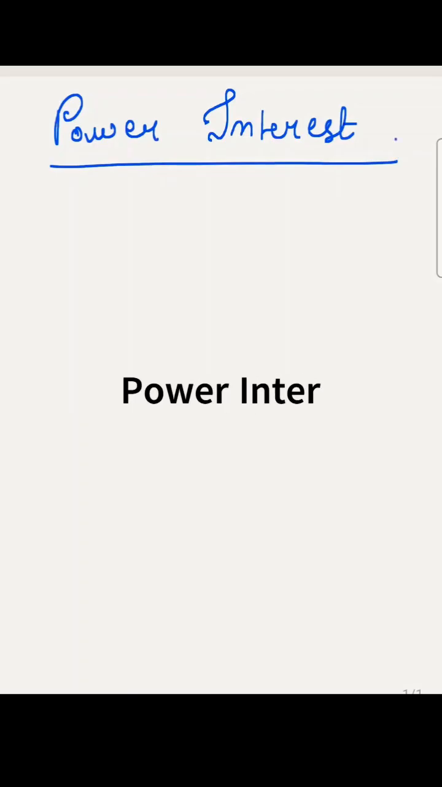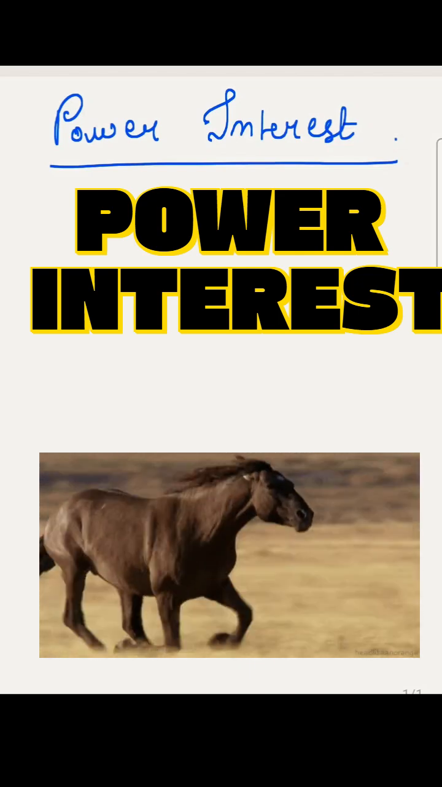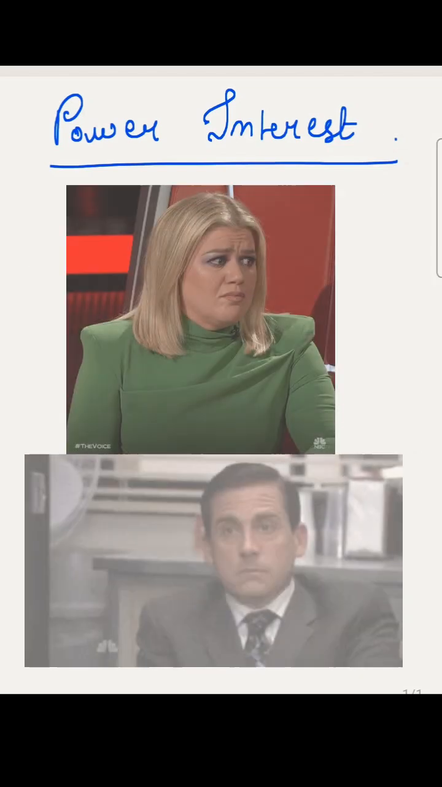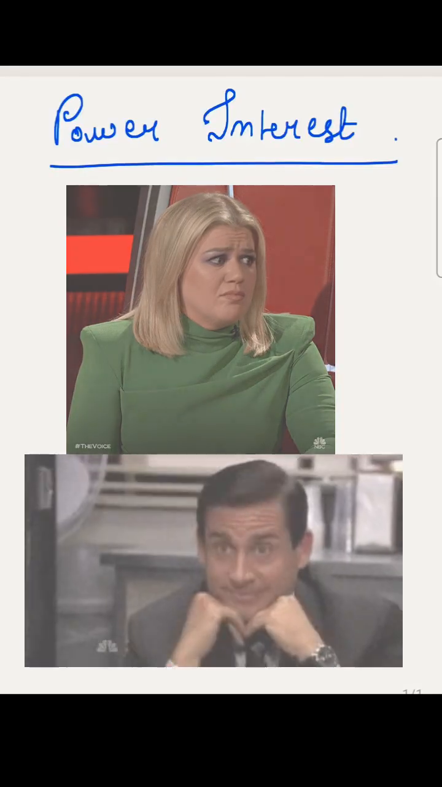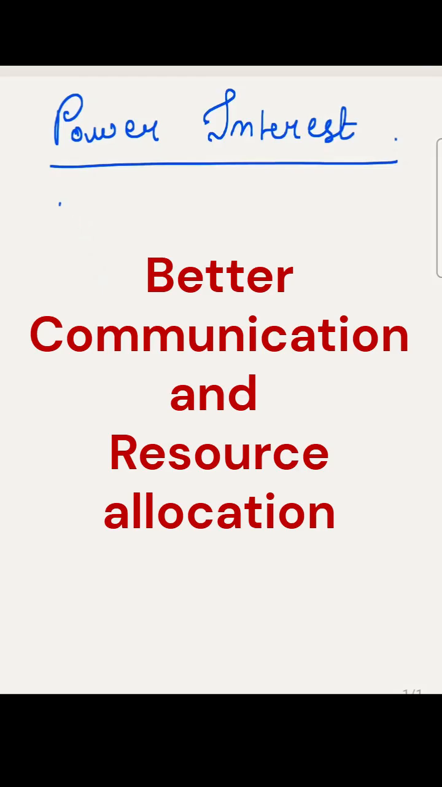The power interest grid, also known as the power interest matrix, is a visual framework which helps the project manager to identify and categorize the key stakeholders based on two key dimensions, the power and the interest. When we say power, it means the level of influence, and interest means the level of their concern. The use of this grid is to allow better communication and resource allocation throughout the project.